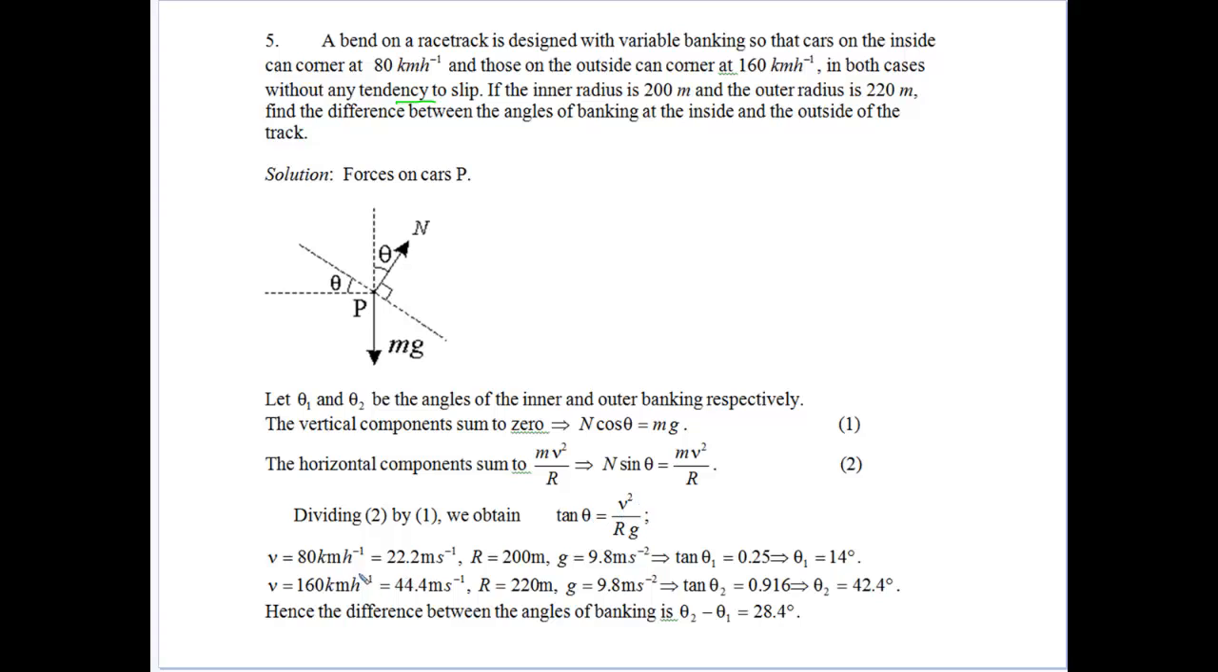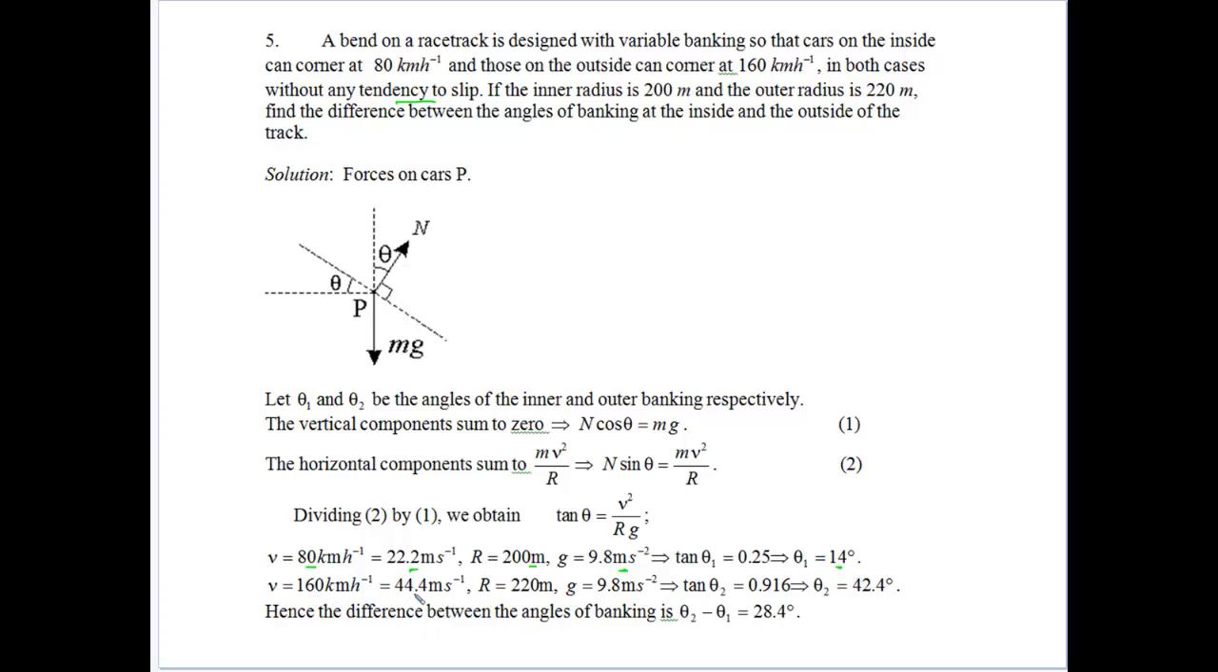In the first situation, 80 kilometers an hour works out to be 22 meters per second. Remember, we're working in meters per second because we've got 200 meters as our radius, and our gravity is 9.8 meters per second squared. So tan theta, which we give a subscript of 1, gives us 0.25, which gives us 14 degrees. So the inside of the track is banked at 14 degrees.